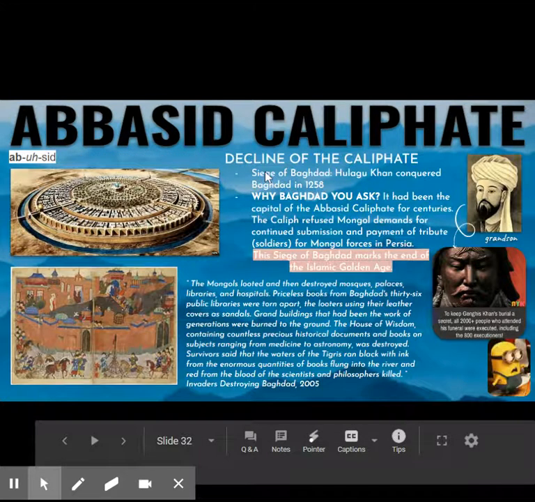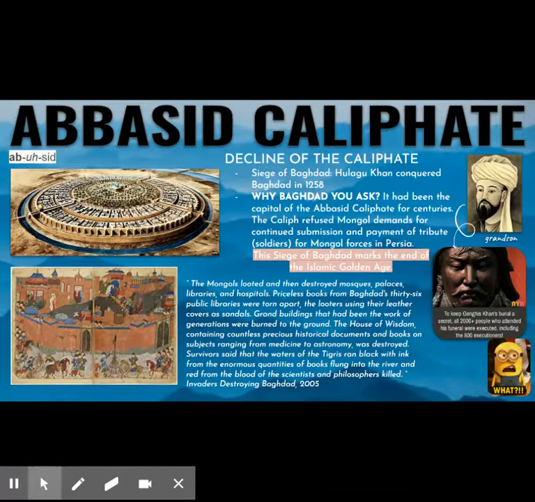All right, so what brought down the Abbasid Caliphate, this glorious empire that spread technology and medicine and trade? What brought this down? You can guess. It's the Mongols. We're going to see the Mongols a lot throughout the rest of this year.